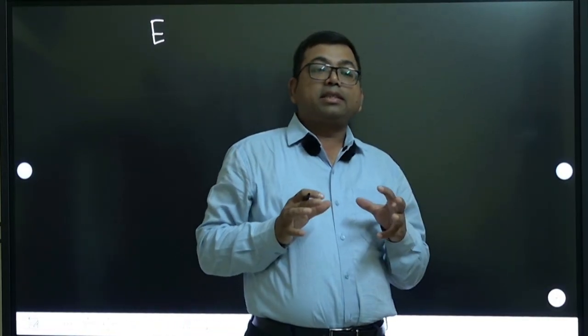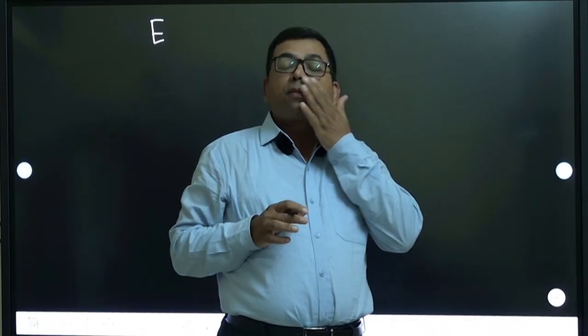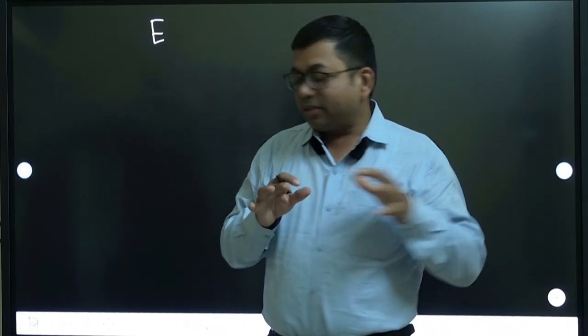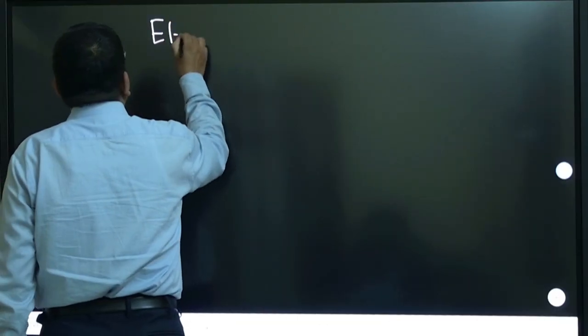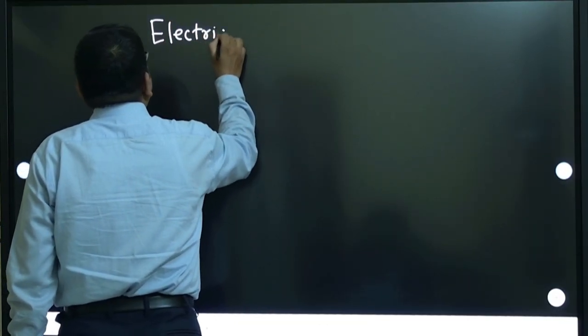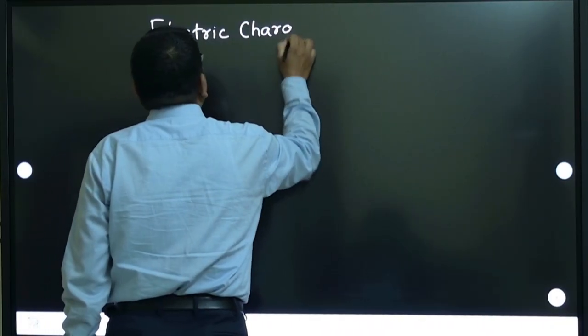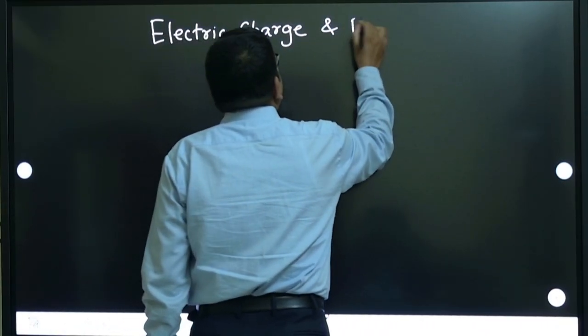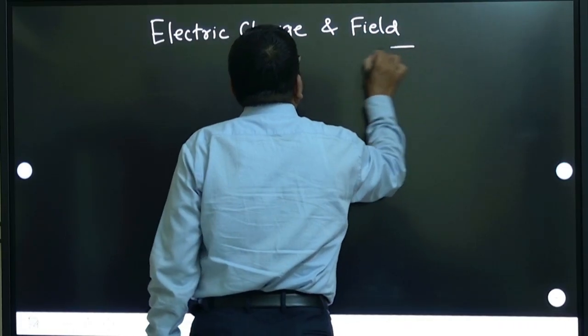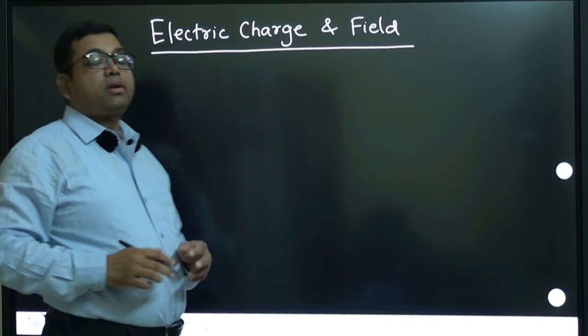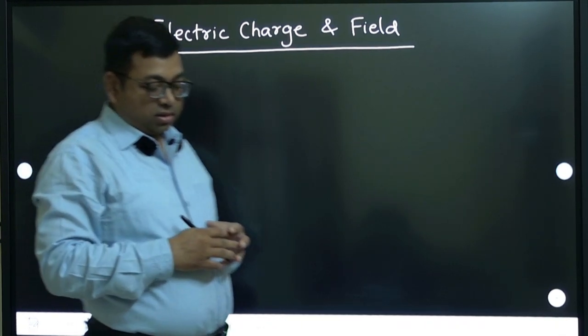Okay, so we are going to start from the first chapter, electrostatics. Okay, let us start with electrostatics. The electrostatics chapter has been divided into two parts. If you see NCERT, the first part is electric charges and field. Okay, so let us start this chapter.